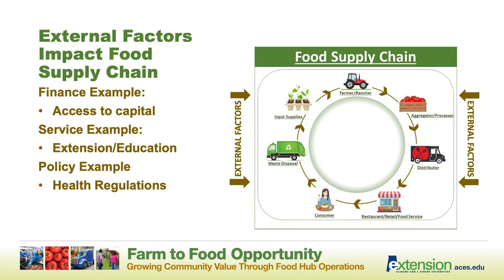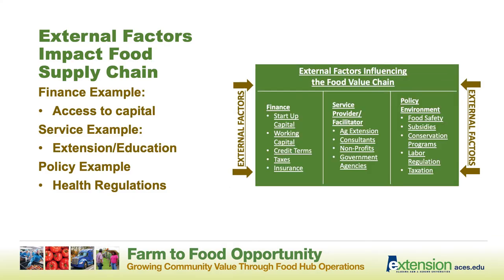For instance, food safety regulations are in place across the chain, but producers experience different regulations from distributors or retailers facing consumers. External factors work in every step of the supply chain. Taxes impact everyone. Insurance impacts everyone. Regulations impact everyone and more. This table is a simple overview of the external environment.